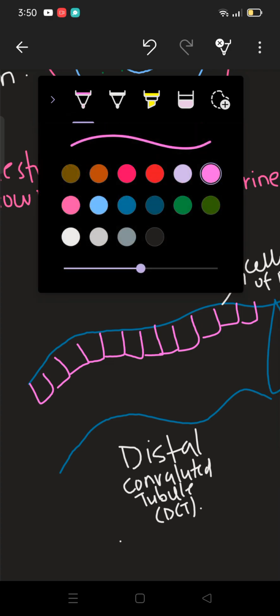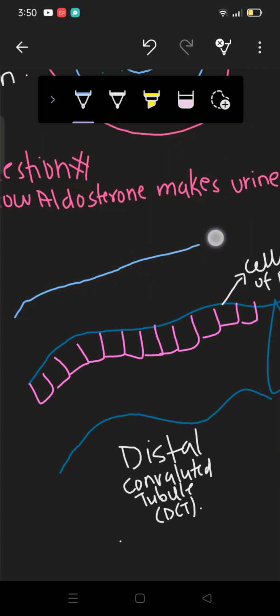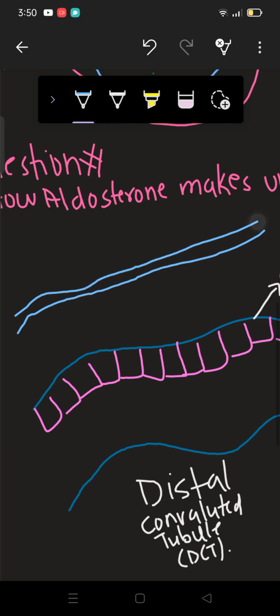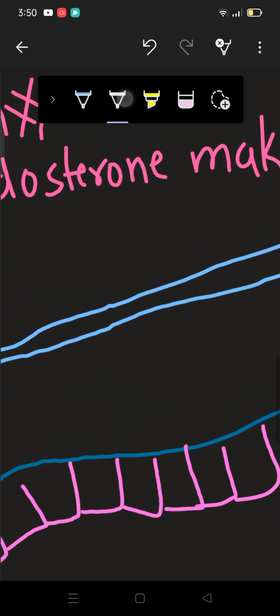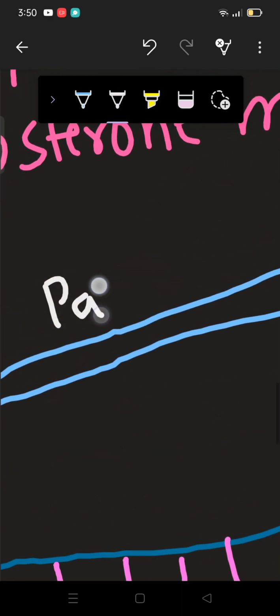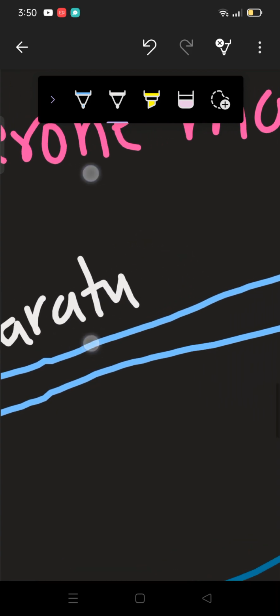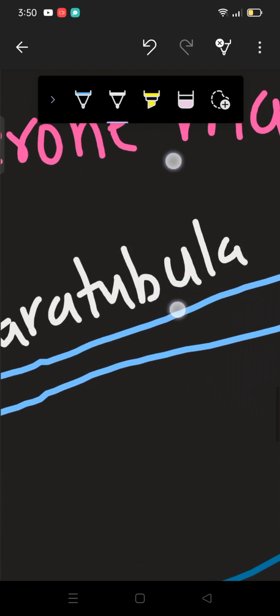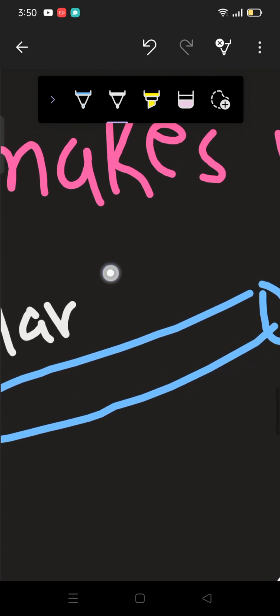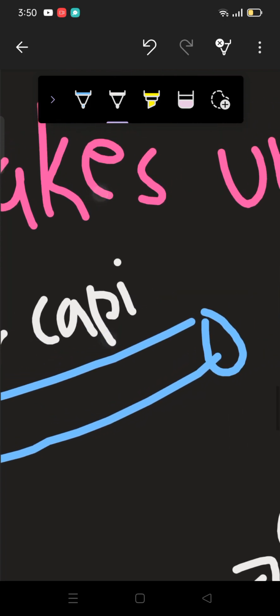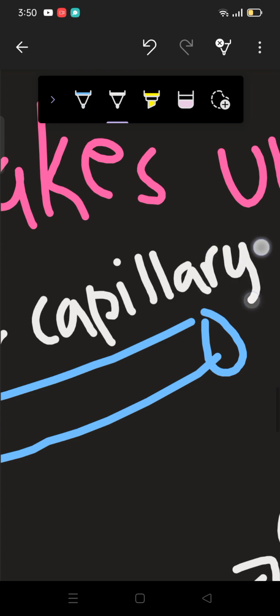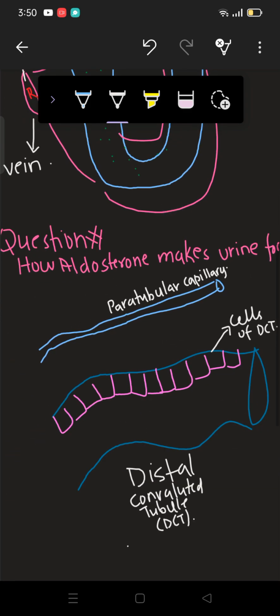Wait, let me make here the paratubular capillaries. So here we have paratubular capillary. I'm just making one paratubular capillary. Alright, this is paratubular capillary. Now what will be happening? Alright, we know that water is reabsorbed from the DCT as well.